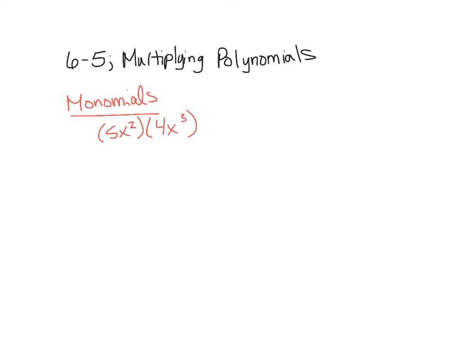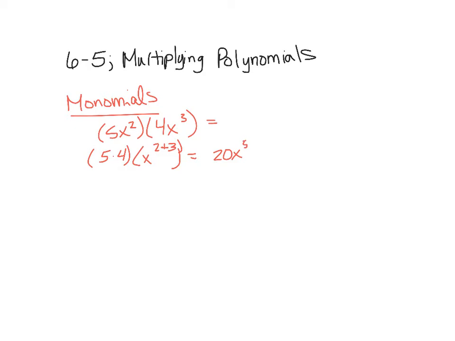With this one, we simply multiply our whole numbers, so we have 5 times 4, and then we use the property for exponents where that tells us when we are multiplying exponents, we actually add them. So we end up with 5 times 4, which is 20, x, and then 2 plus 3, which is 5.